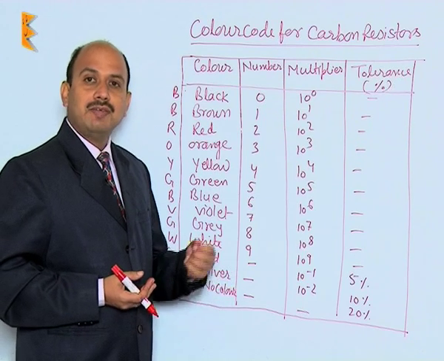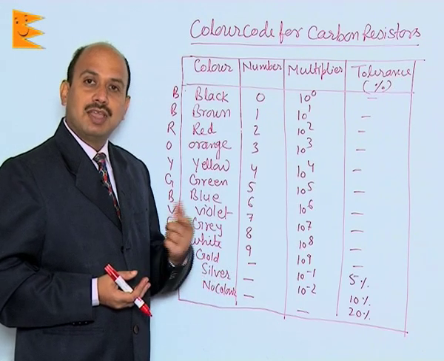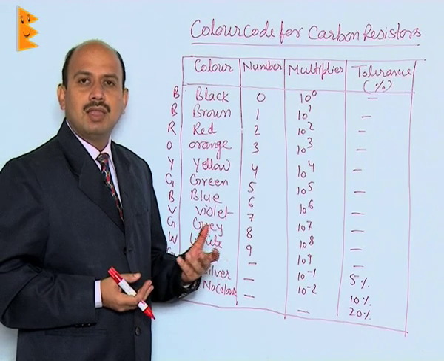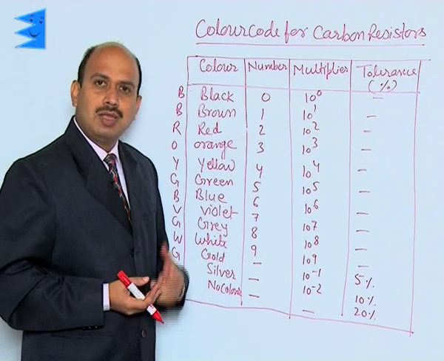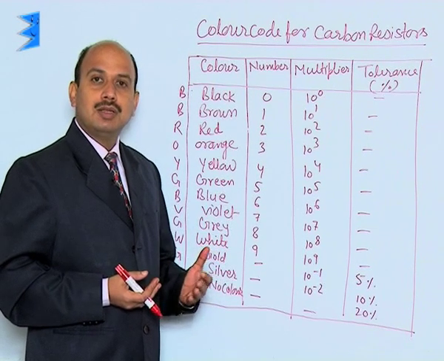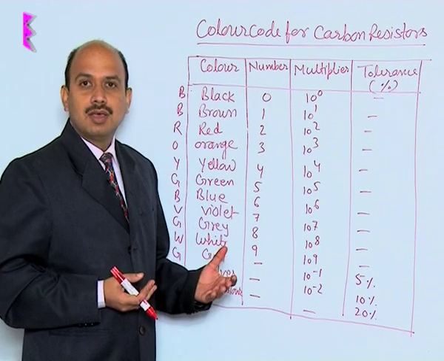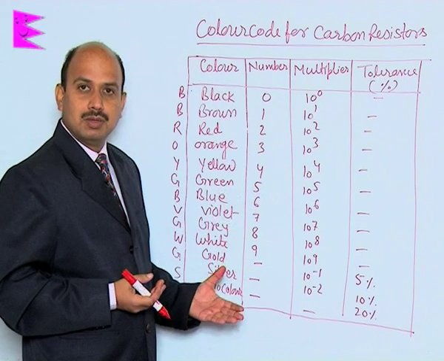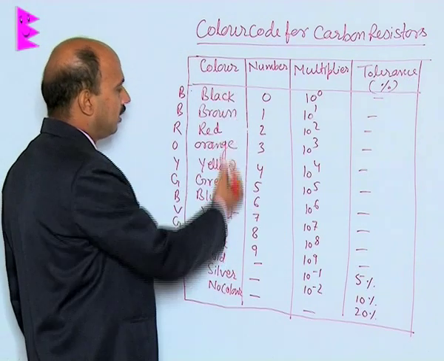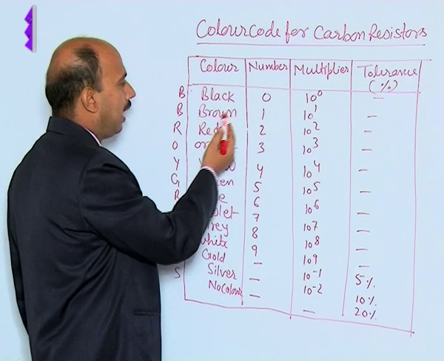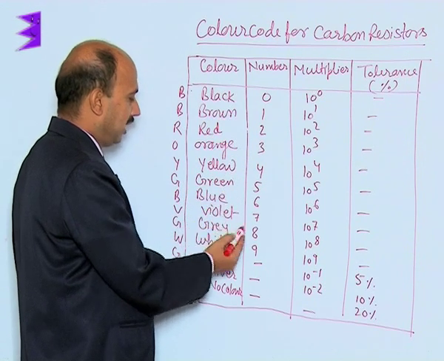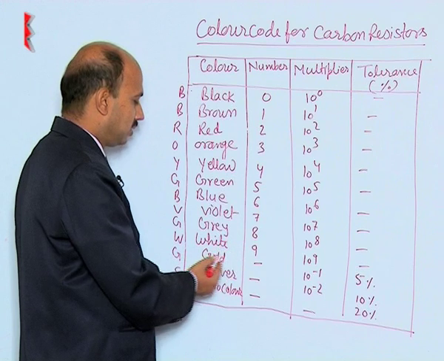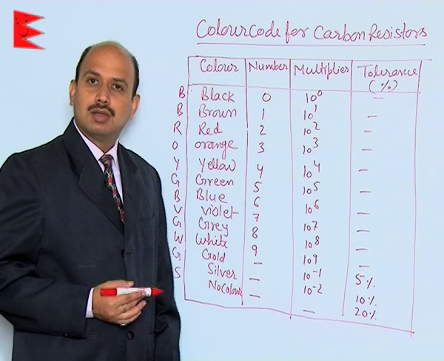colors, and every color has some significance or some numerical value or plays some role in calculating the resistance. So, let us see what are the possible colors for the rings. Now, these are given in the table. So, see here the different colors are given like black, brown, red, orange, yellow, green, blue, violet, grey, white, gold, silver and no color.